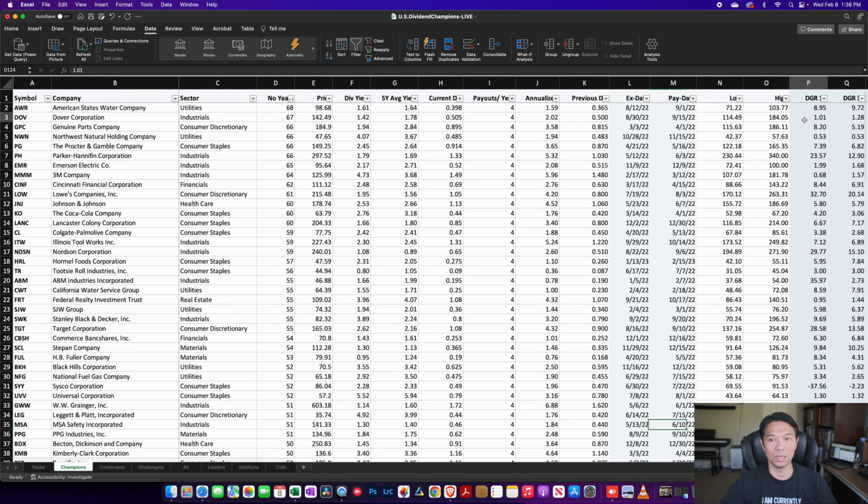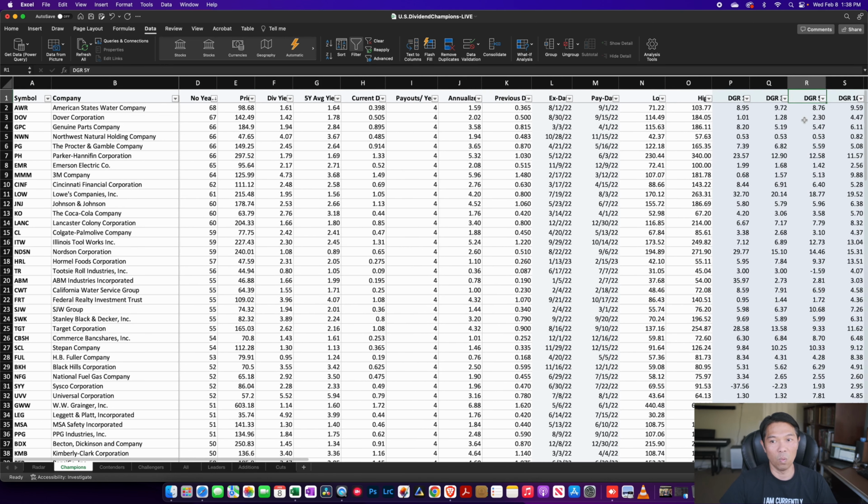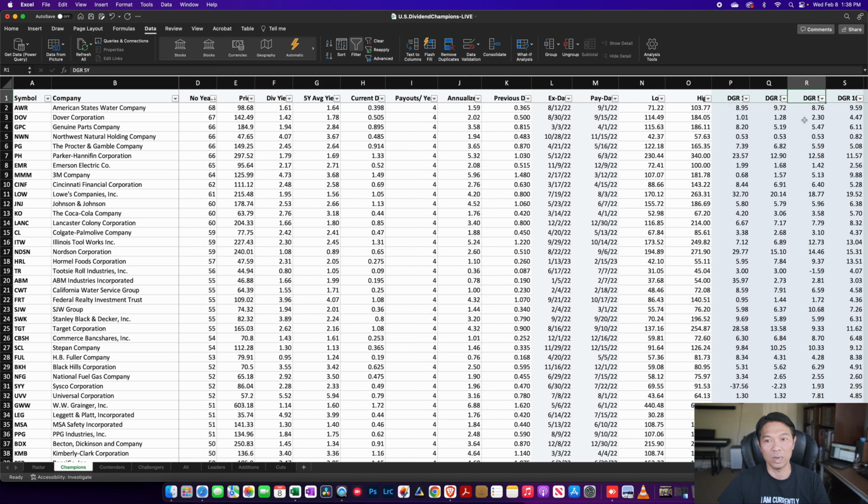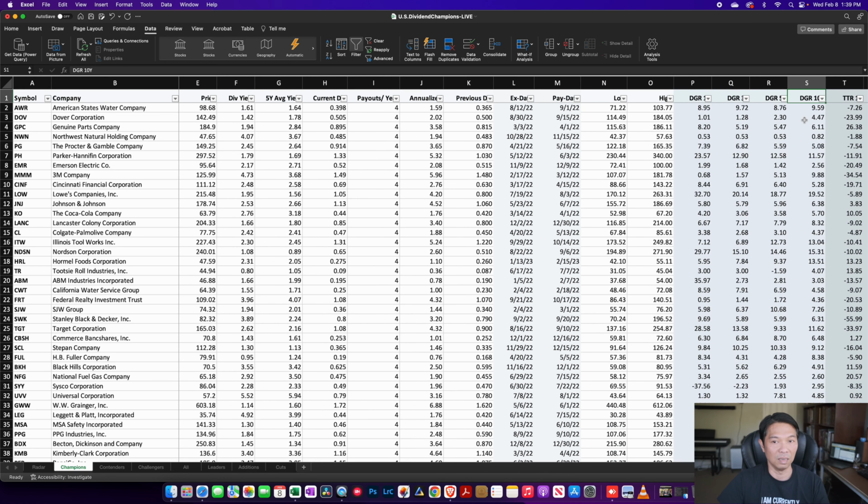In some of these columns here, DGR 1, 5, 10, DGR just means dividend growth rate. So DGR 1 year means that this company, American States Water Company, has increased their dividends in the past year by almost 9%. This is DGR 3 years. The dividend growth rate over 3 years is 9.72. The 5-year growth rate is 8.76. And the 10-year growth rate is 9.59%. So this company is actually pretty good.